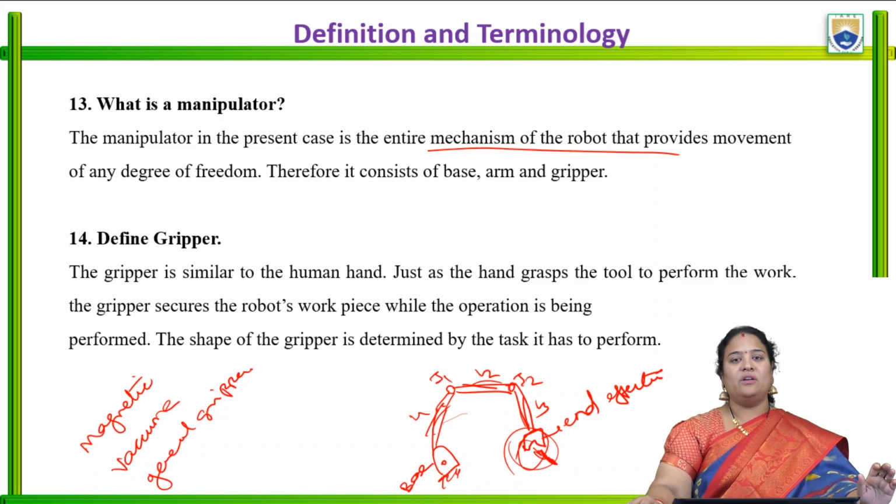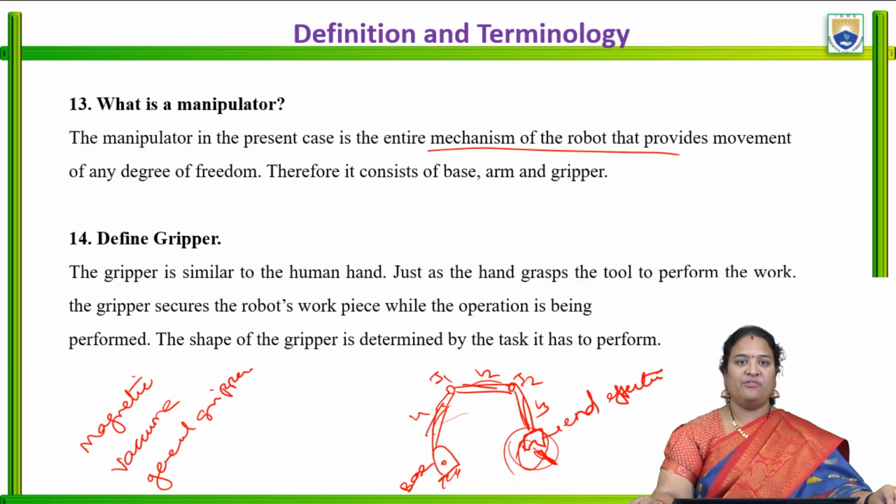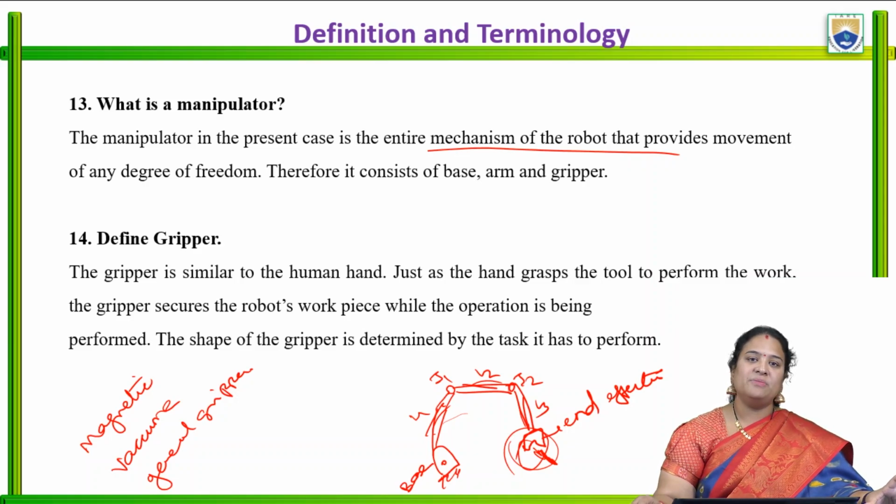Magnetic gripper means it has a magnetic field, and with the help of the magnetic action, it is picking and placing the object in different locations. Vacuum type means suction type. With the help of the suction, it is moving the objects. Generalized means it acts as human fingers. That is known as the generalized gripper.